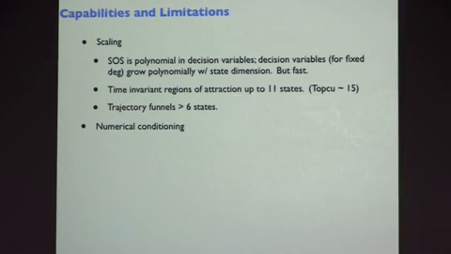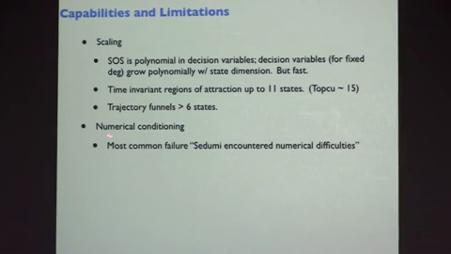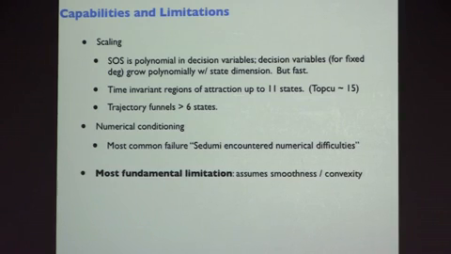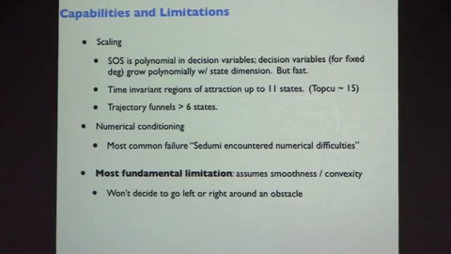The biggest problem with it is numerical conditioning. So the most common failure of these tools is, "Sorry, I encountered numerical difficulties," but we've been working on trying to resolve those. The only real fundamental limitation I feel of them is that these are tools for analyzing smooth vector fields. Talking about smoothness a lot this morning. And it assumes convexity. So for instance, it's never going to tell me in my airplane example whether to go left or right around an obstacle, right?